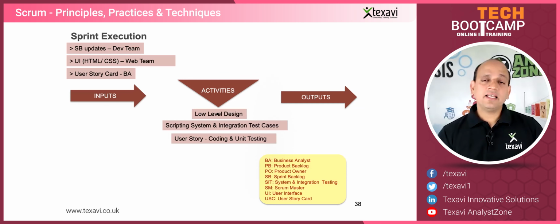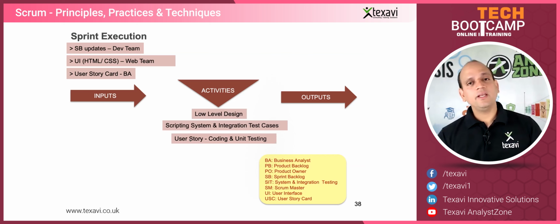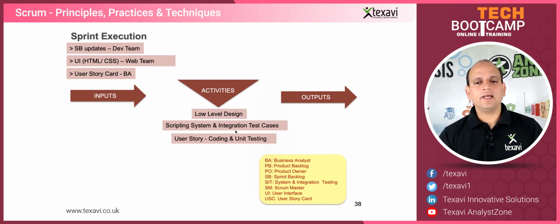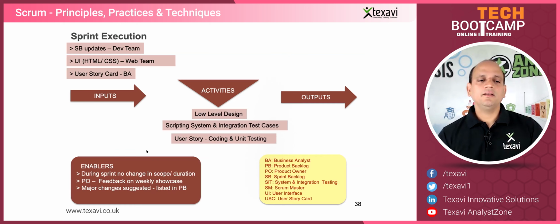And what are the activities? The actual low-level design, the high-level design, the architecture, the scripting of the system test cases, integration test cases, user stories, tasks, all of those could be done by the team. And then, of course, the coding and testing is all done by the team during the execution. So during the 2 weeks, they just work on themselves. They complete the work of those 7 items that they committed, and then they complete the sprint.